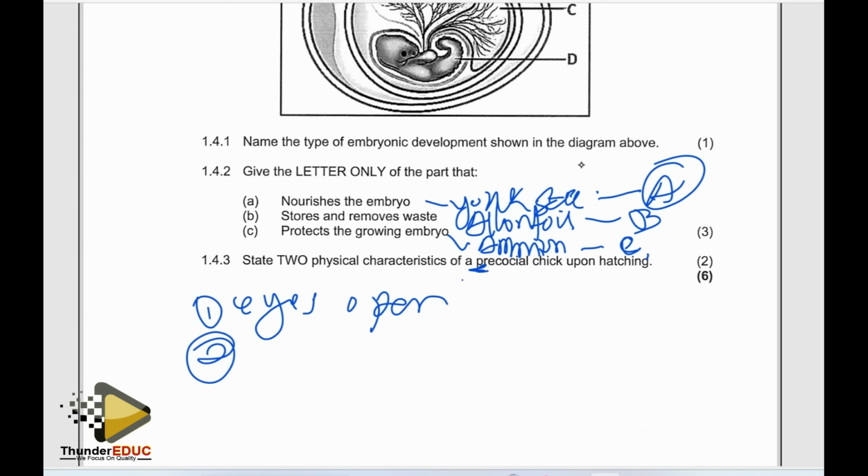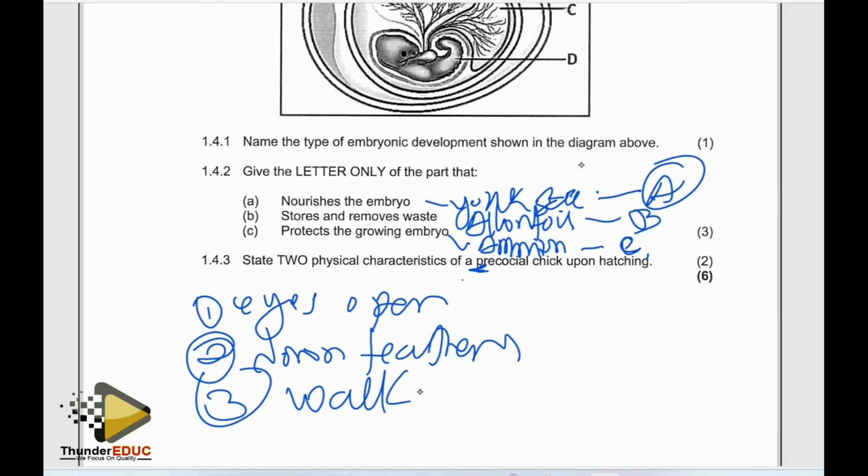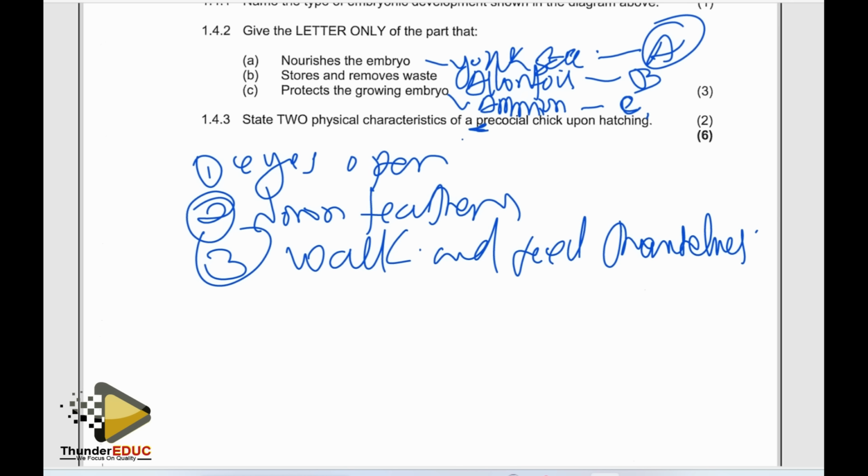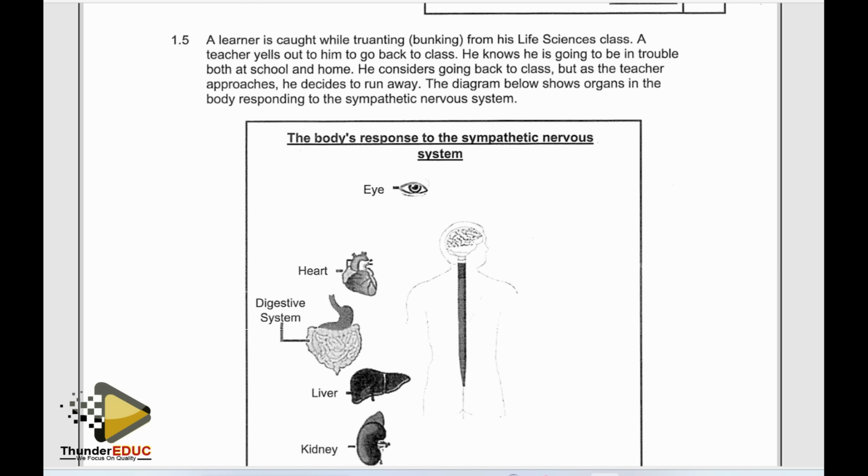Number two, you can list all of them. They are covered with down feathers. Then you can talk about the ability to walk, they can walk, and they feed themselves. Any other you have written, as long as it is correct, you get a mark. All right, let's go to this question.